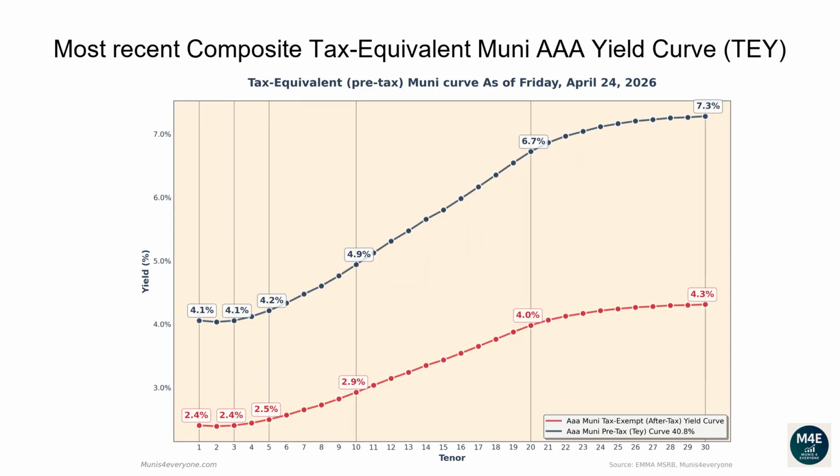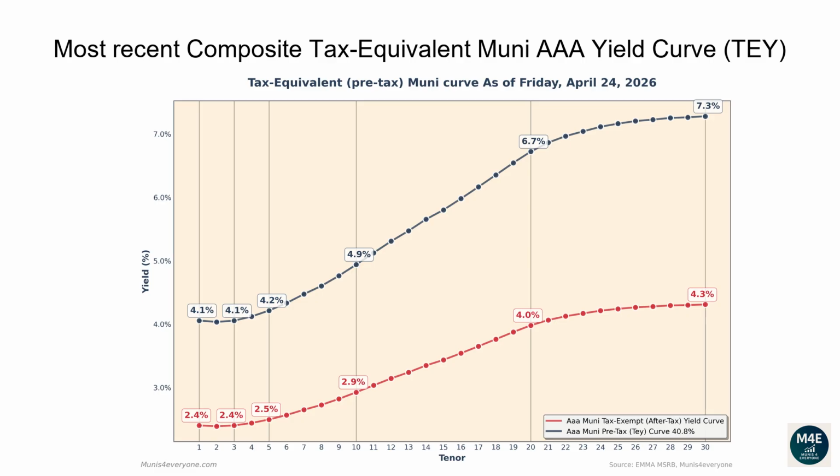Let's now go over the most recent composite tax-equivalent Muni AAA yield curve. The following graph shows, in red the tax-exempt after-tax Muni yield curve, versus in blue its tax-equivalent, pre-tax version assuming a 40.8% top tax bracket, as of April 24, 2026. Why would you care to see the tax-equivalent version of the Muni yield curve? More on this later. Let's first go over the pre-tax, aka tax-equivalent yield curve.